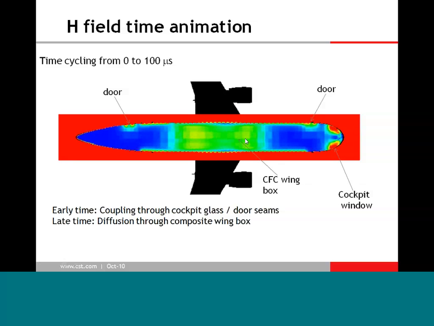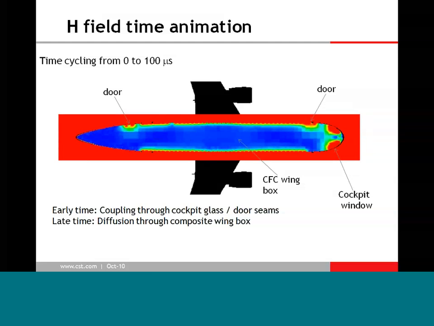But in the middle here, where the wing box is modeled, in this case, as composite material, you can see that with time, that builds up due to this diffusion effect and leads to quite strong magnetic fields in that region of the aircraft.